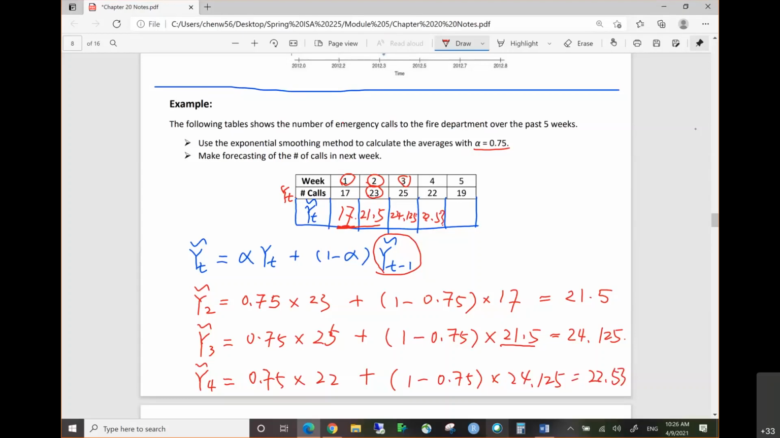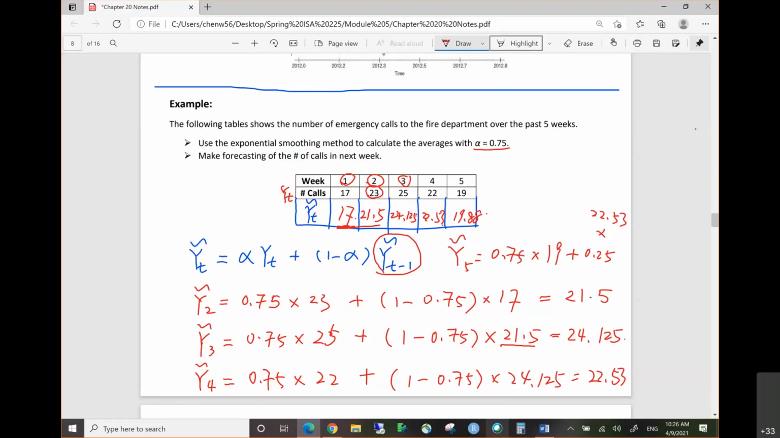And then the last one, the estimated value for week 5 will be alpha, 0.75 times the current value, which is 19, plus 1 minus alpha, which is 0.25, times the previous estimated value, which is 22.53. So after calculation, you should have 19.88, right? Got the idea?